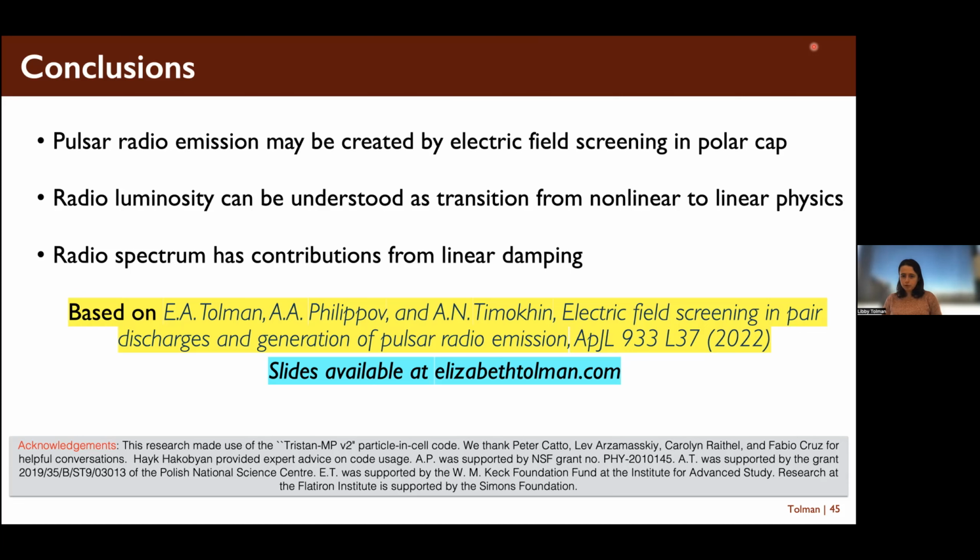So as I've said before, this is all based on a published paper, which you can look up for much more detail. The slides of a talk very similar to this one are available on my website. There's also a recording of a similar talk there. And as with all projects, this was really not possible without a large set of advice from people in the field and funding that I acknowledge at the bottom.